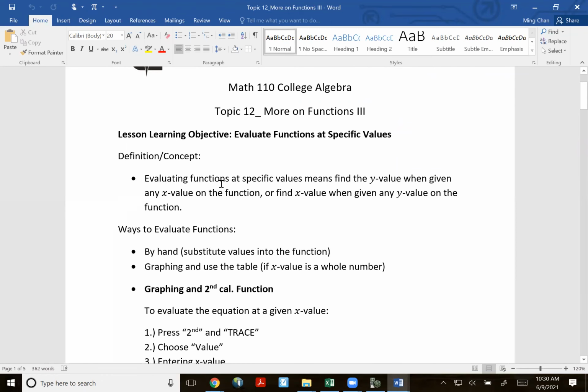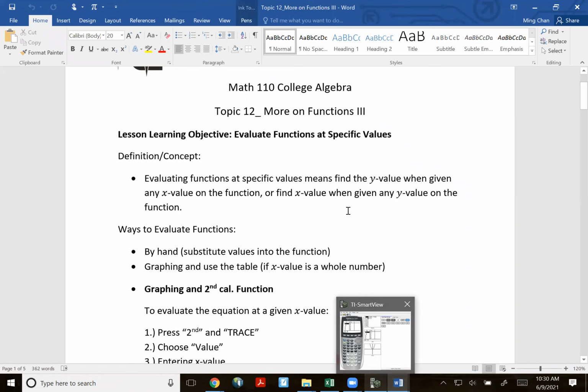Evaluating a function at a very specific value means we're going to find the y value. Most of the time, this means finding the y value when given any x value for the function. Now we can do it vice versa. We can find the x value if I give you any y value.